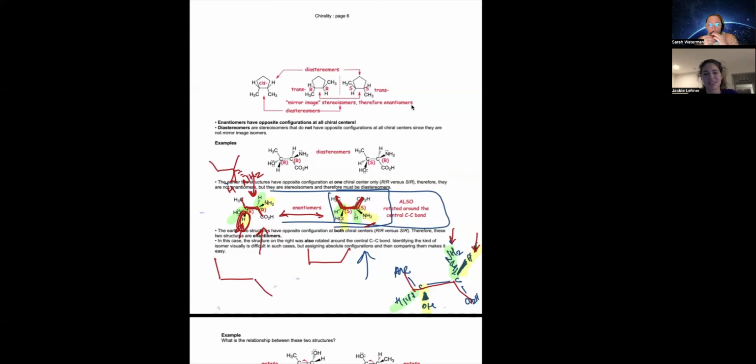But I don't know, you'll deal with structures a little bit more in OChem too, but not too bad. So hopefully that helps with the chirality piece of it.